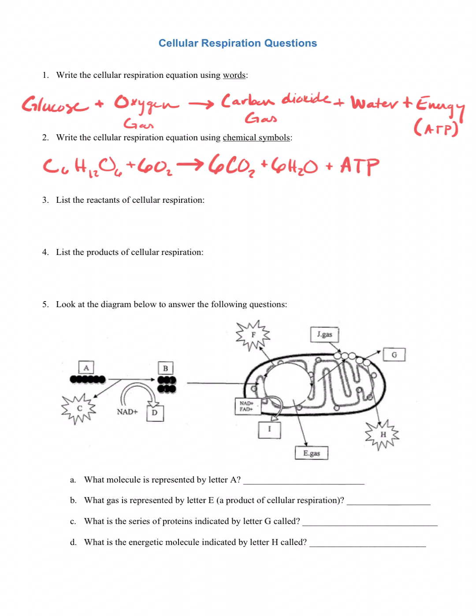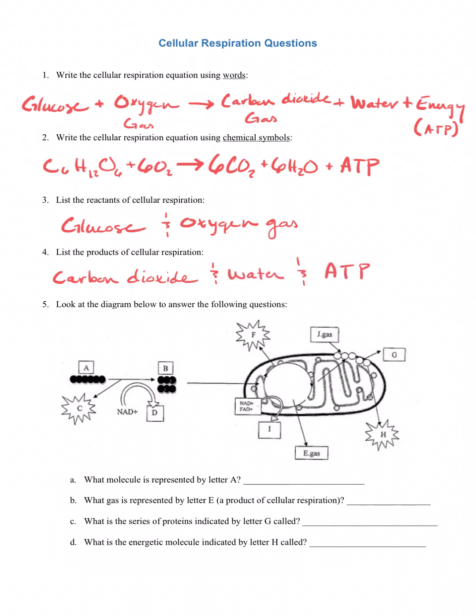Number 3 says list the reactants of cellular respiration. So remember, this is what comes before the arrow. It's the 2 molecules that react with each other, and again, that's glucose and oxygen gas. And then the products of cellular respiration, which are the things that come after the arrow, are carbon dioxide and water and ATP, or energy.